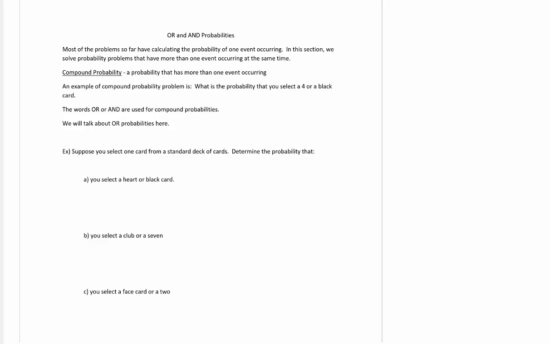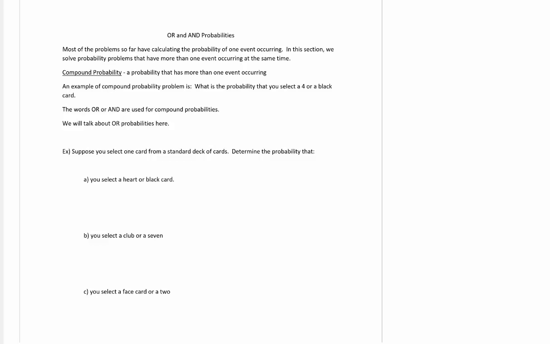In this video, we're going to talk about OR probabilities. Before we get to that, let's talk about what is a compound probability. This is a probability that has more than one event occurring. An example of a compound problem might be this. What is the probability you select a 4 or a black card?